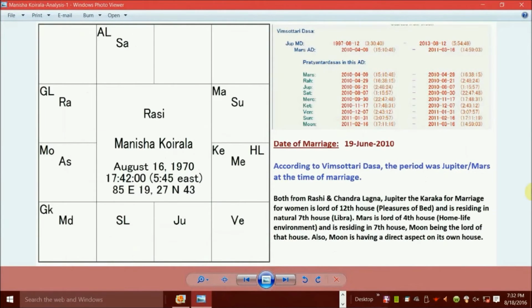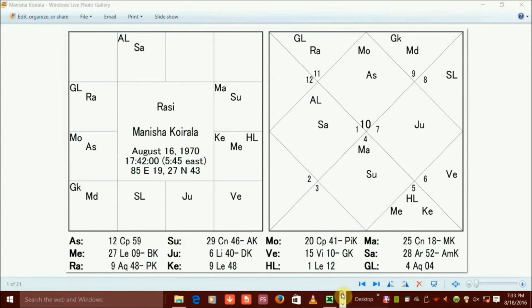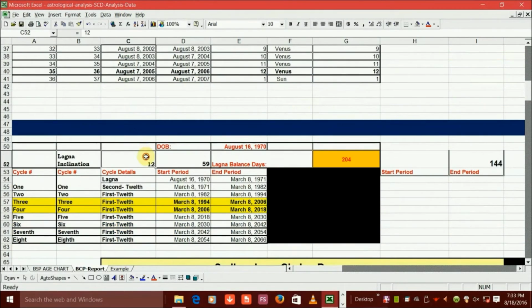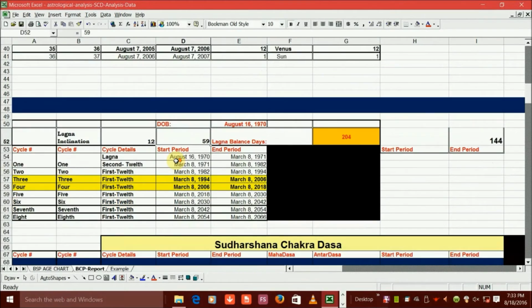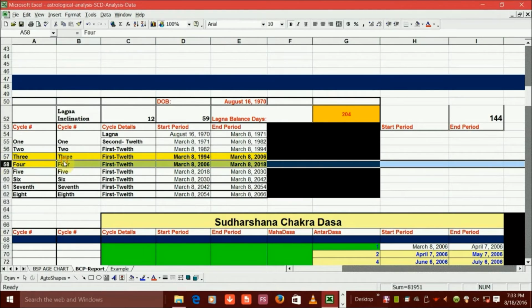I just want to give you one more time, pertaining to Vimsottari Dasa, why the Vimsottari Dasa is cooperating for the native to get married during that period. Let's change her date to August 16th, 1970. Once you enter that and go to the Sudarshan Chakra Dasa, you enter the inclination as 12 degrees 59 minutes, and then you will see that the native got married during the 4th cycle of Sudarshan Chakra Dasa.